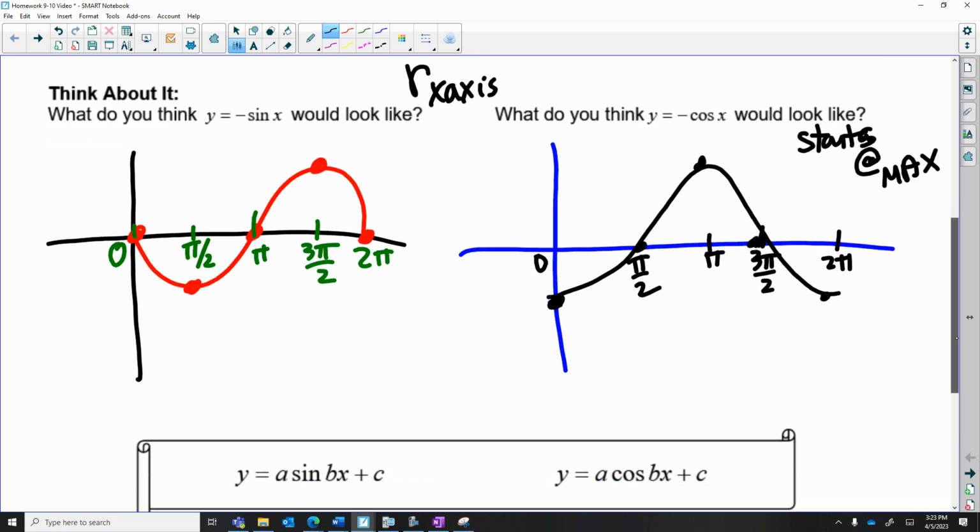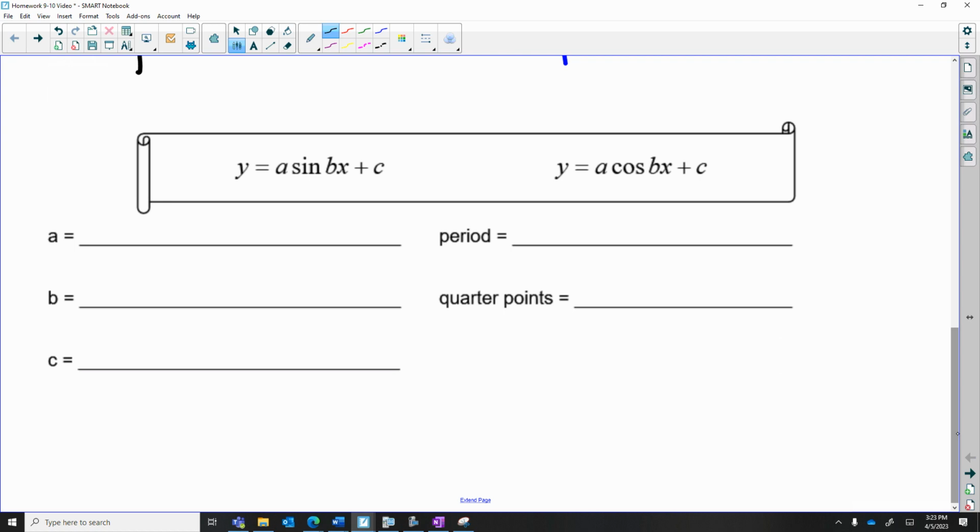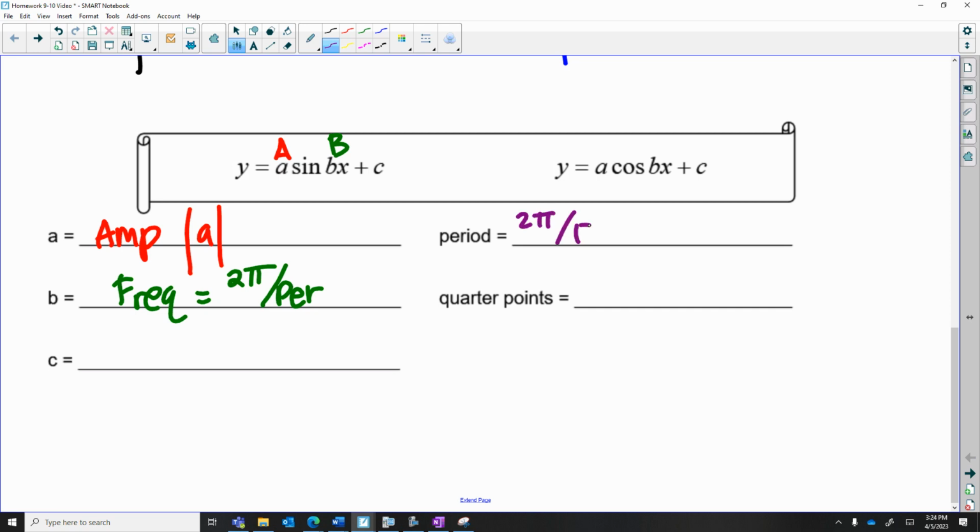So remember, when we're looking at our equation, the number in the front is the amplitude. Remember, it's the absolute value of whatever number is there. The number here is the frequency. It's also equal to 2 pi divided by the period. The period is not in the equation, but it's equal to 2 pi divided by the frequency. The midline is the number in the back, plus c.